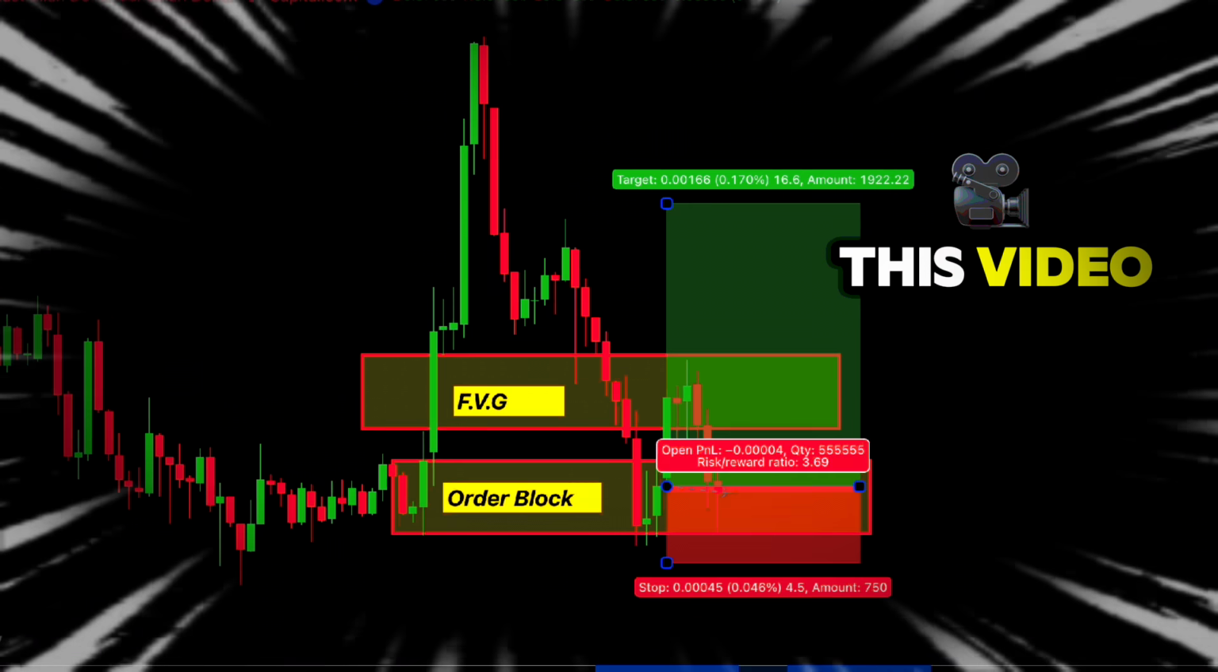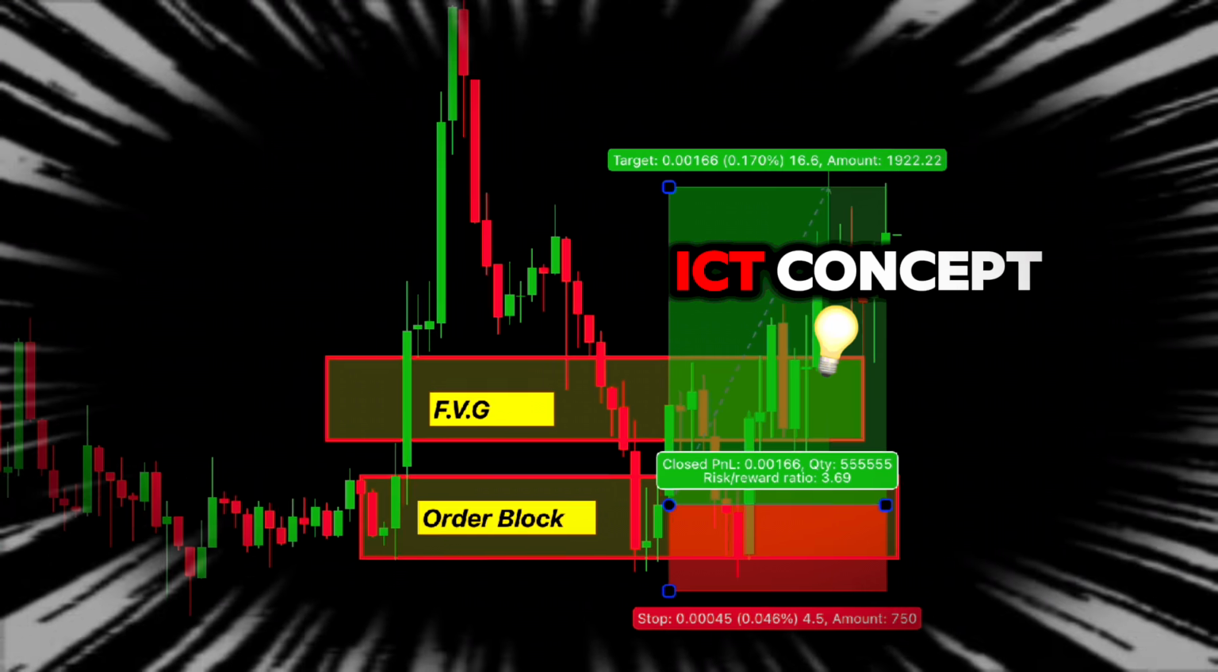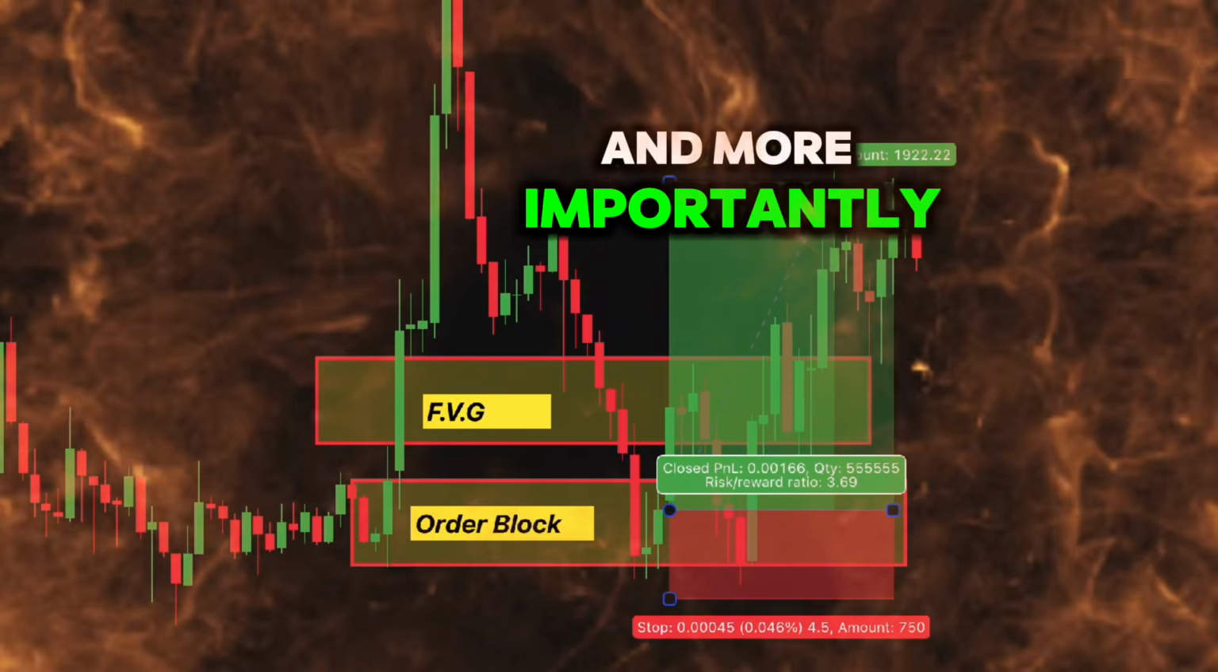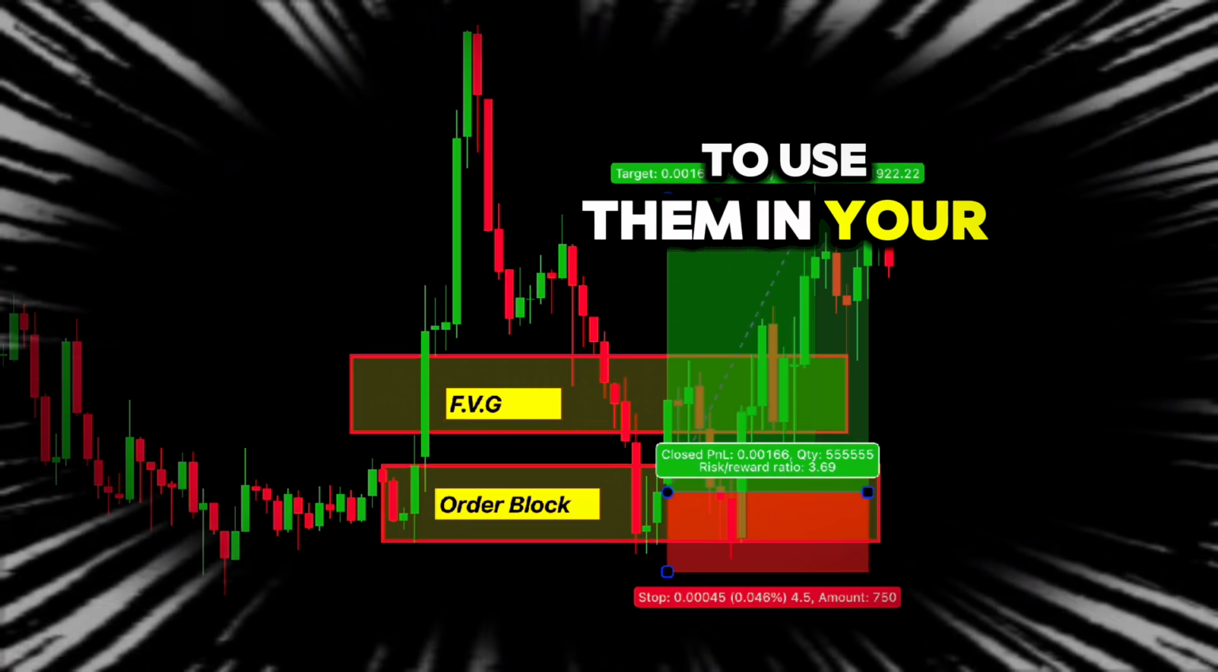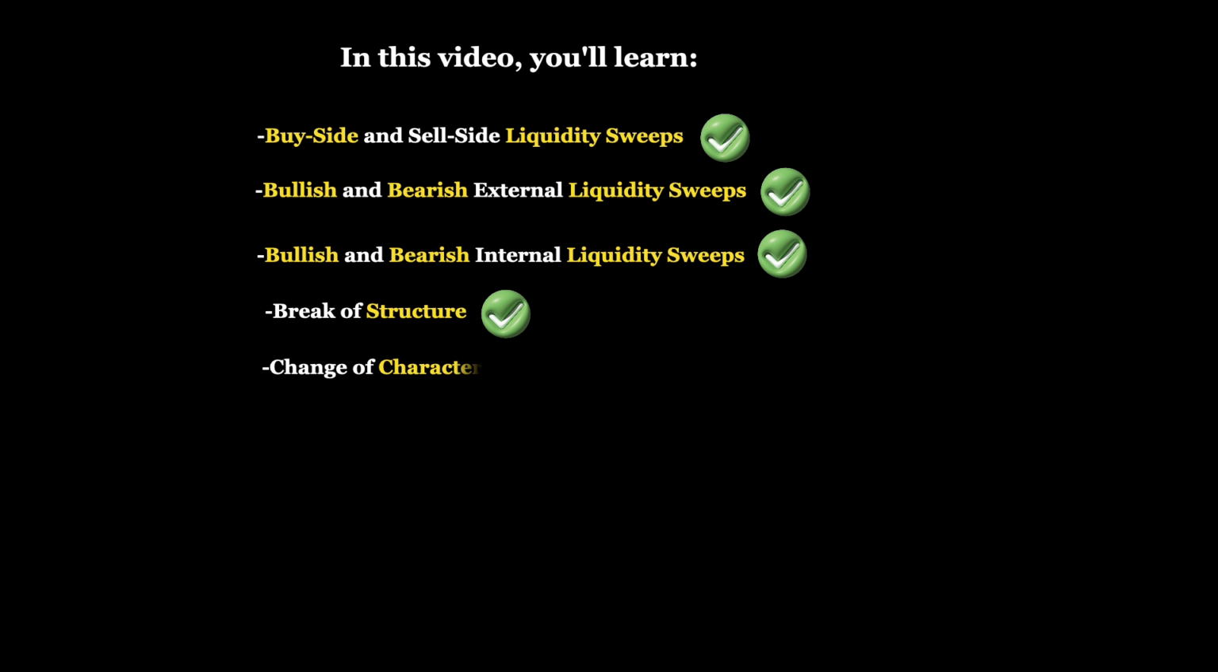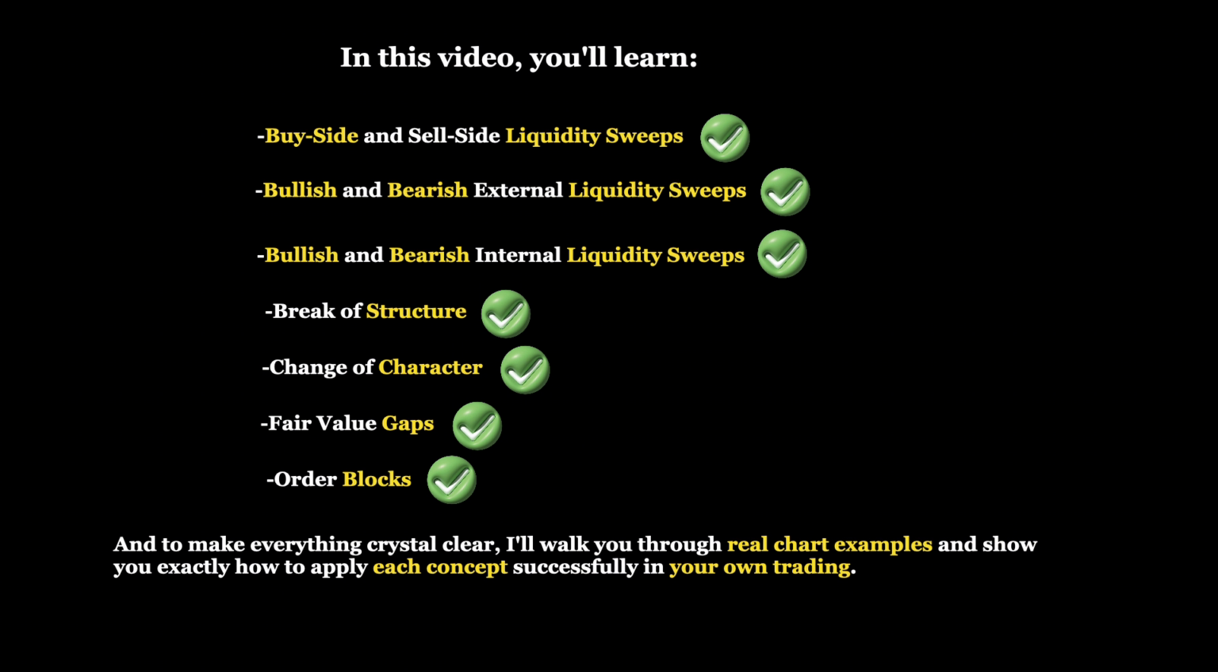By the end of this video, you'll understand every major ICT concept, and more importantly, you'll know exactly how to use them in your own trading. In this video, you'll learn buyside and sellside liquidity sweeps, bullish and bearish external liquidity sweeps, bullish and bearish internal liquidity sweeps, break of structure, change of character, fair value gaps, order blocks. And to make everything crystal clear, I'll walk you through real chart examples and show you exactly how to apply each concept successfully in your own trading.